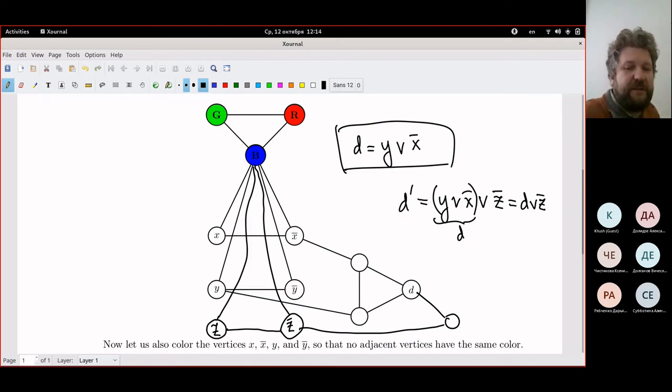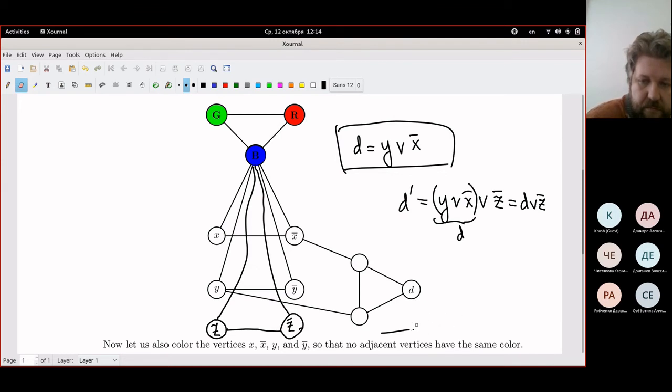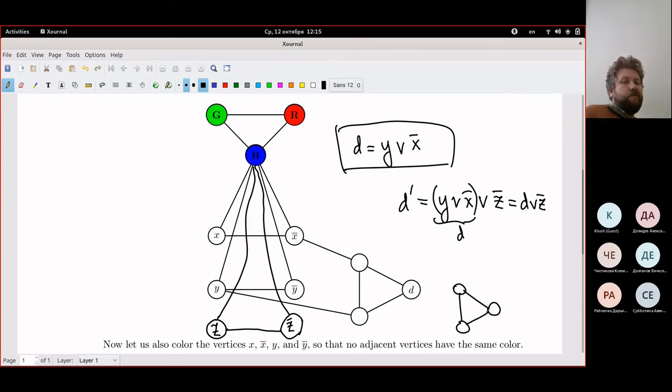Now we have to recall how we implement the implication actually here. And also the disjunction, sorry. It's also a disjunction, so we need to find out how to implement it. Yeah, so we draw another triangle. And what next? And this is D prime.